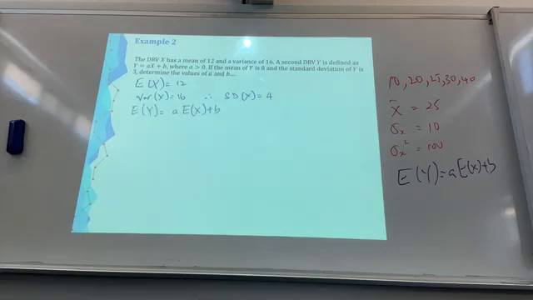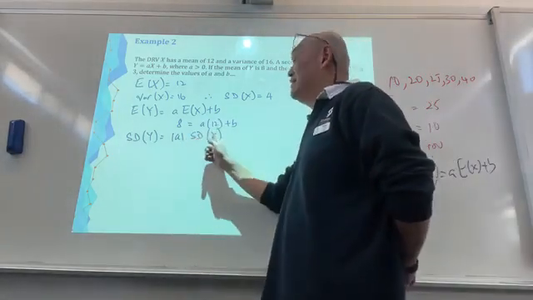And you know EY equals A times EX plus B. You've got to solve a simultaneous equation now. You've got two unknowns and you would have two equations. Which means 8 equals A times 12 plus B. Now, the next bit is you know that the standard deviation of y is A times SD.